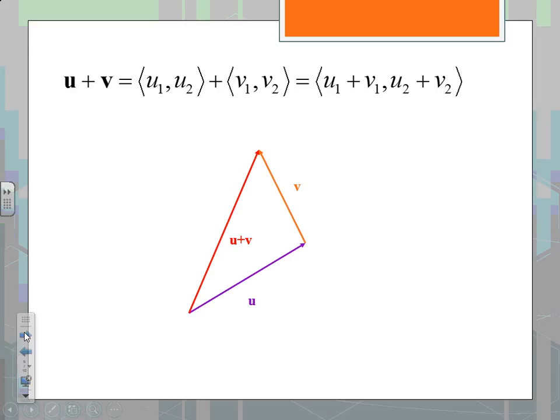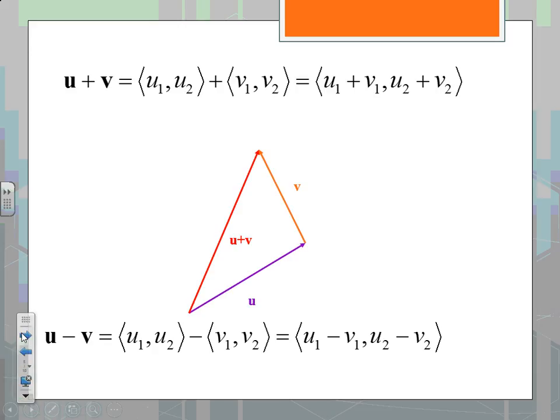Okay, I'm done. Sorry. To subtract vectors, we simply subtract the components. Now, in a picture, how would this look different? We're still going to do tip to tail, except v is going to be in what direction? Opposite. Opposite direction. Backwards. Subtracting is the same thing as adding the opposite.